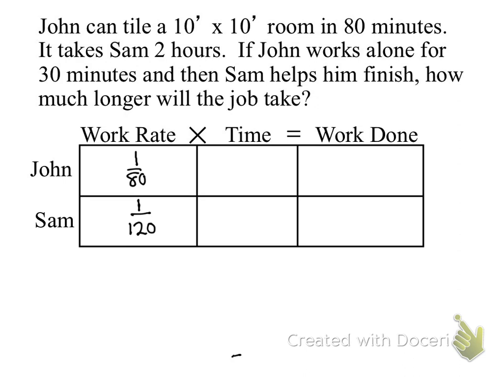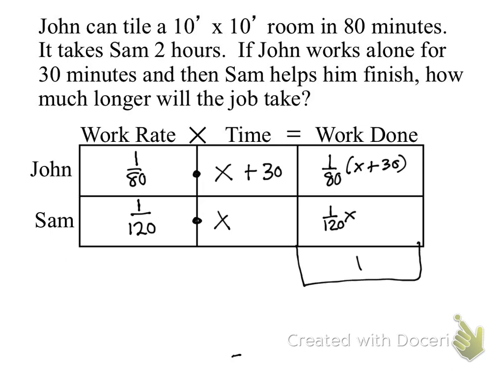John can tile a room in 80 minutes. It takes Sam 2 hours. If John works alone for 30 minutes, who's working alone? John. So we don't know their together time, so we're going to call them both X. But who's working more? John. So I'm going to do the plus 30 there. So now we multiply across. If he works alone for 30 minutes and then Sam helps him finish, how much longer will it take? So I do 1 over 80 times x plus 30, right? And here we're doing 1 over 120x equals one complete job.